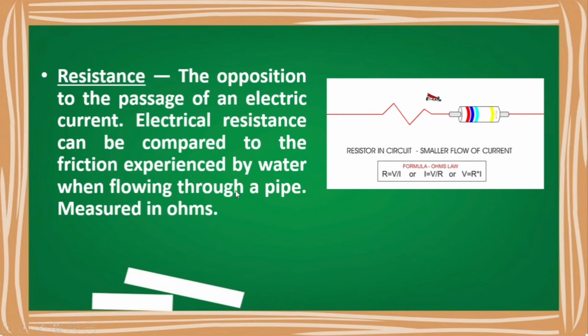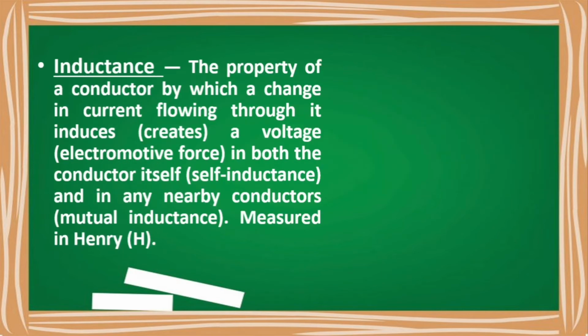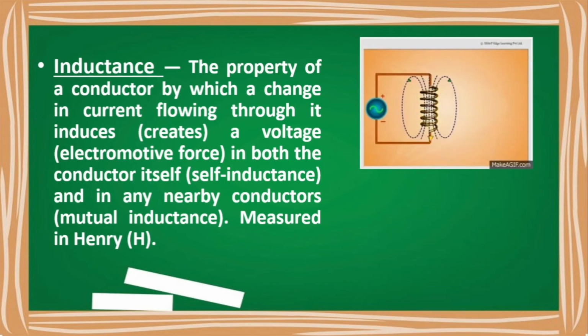An electric resistance can be compared to the friction experienced by water when flowing through a pipe and it is measured in ohms. Now inductance. Inductance is a property of a conductor by which a change in current flowing through it induces a voltage or an EMF in the conductor itself. It actually opposes the rate of change of current. So that is what is an inductance.